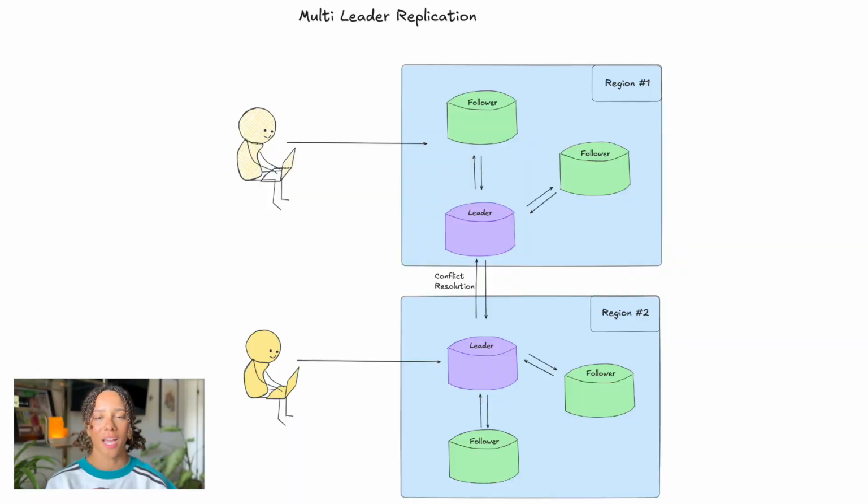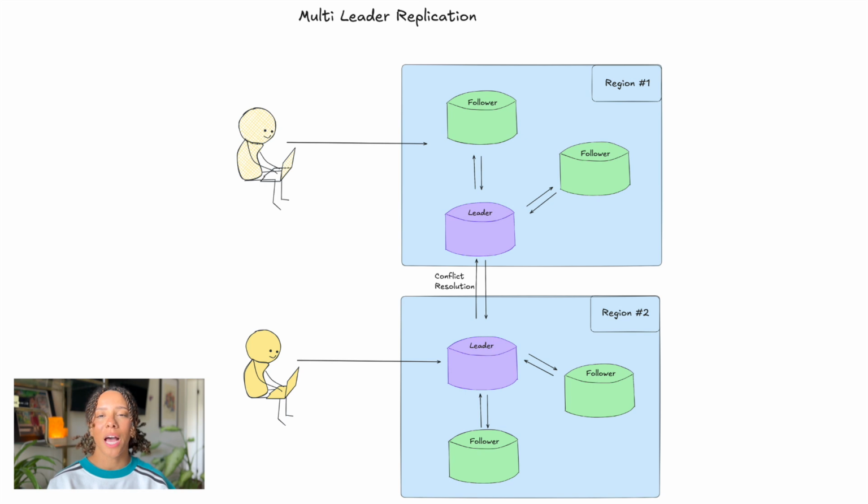Okay, now that we've talked about single leader replication, let's move on to our next type of replication, which is called multi-leader replication. This solves some of the pitfalls that single leader replication has of being limited when it comes to our write throughput, because we only have one single leader that can take writes.